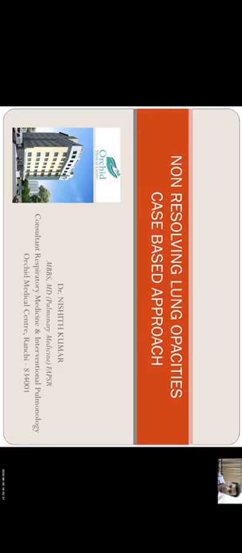So what exactly is non-resolving lung opacity? We all know that non-resolving lung opacity is a very common problem faced by physicians as well as pulmonologists in our day-to-day practice. It is responsible for up to 15% of pulmonary consultations which require hospitalization, and in up to 8% of cases it requires some sort of intervention, like CT-guided FNAC if the lesion is peripheral, or maybe bronchoscopy-guided intervention.